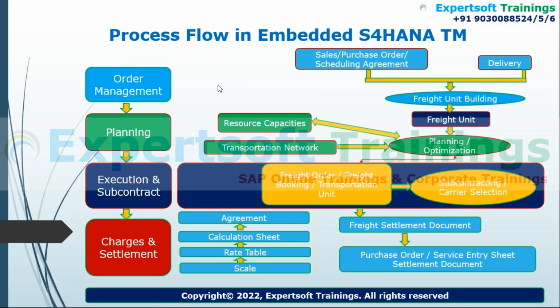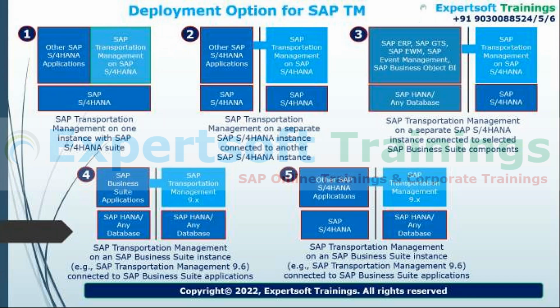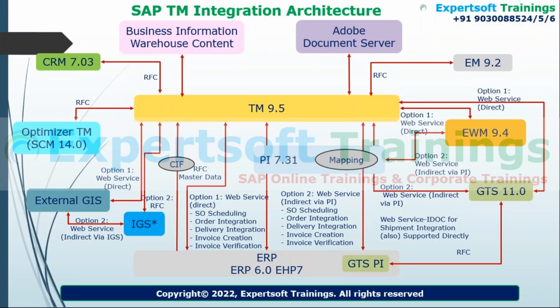One is the shipper process, and another is the LSP process, logistics service provider. So these are the two industries where TM is deployed. We'll also cover the deployment option. Deployment option means how SAP TM can be deployed in your landscape. I'll explain that concept here. We'll also go through the architecture.